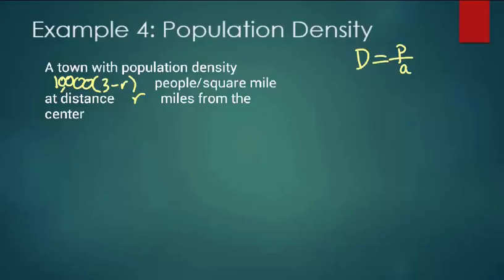So we have a town, a circular town, with a population density described by the function density equals 10,000 times the quantity 3 minus r people per square mile at a distance r from the center. So a few things that we can gather from this model is that we have a circular town that is most densely populated at the center. When r is 0, you have the most people, and when r is 3, you'd have 0 people. If you put 3 into that function, 10,000 times 3 minus r, you'd wind up with 0. Therefore, the radius of this circle is 3.